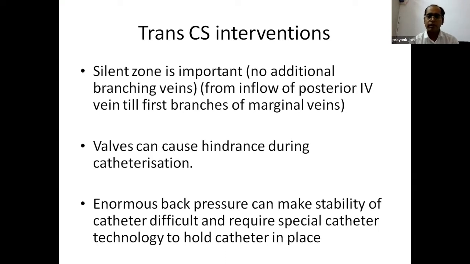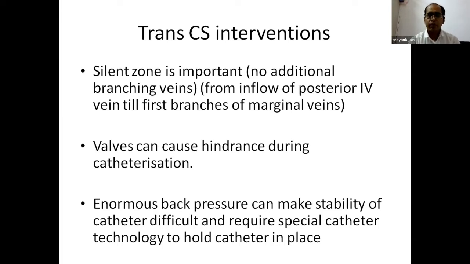It starts from the inflow of the posterior interventricular vein, also known as the middle cardiac vein, till the first branches of the marginal veins. Marginal veins are also known as lateral veins. I'll be showing some images for that. So we have to first localize the silent zone of the coronary sinus before cannulating it.